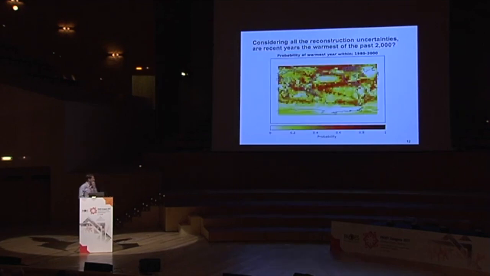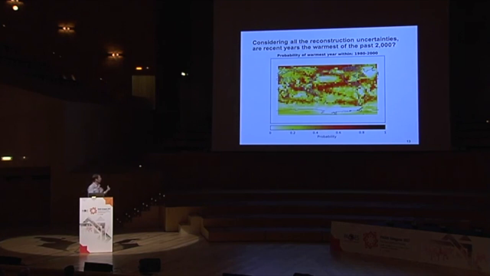All right, so considering all the uncertainties, are recent years the warmest of the past 2,000? If you take account of all the ensembles from all the reconstructions, and we simply ask, what's the probability that the warmest year happened within the past 20 years, roughly, from 1980 to 2000? For a lot of locations, we do get a high probability of the warmest year happening during that 20-year period.